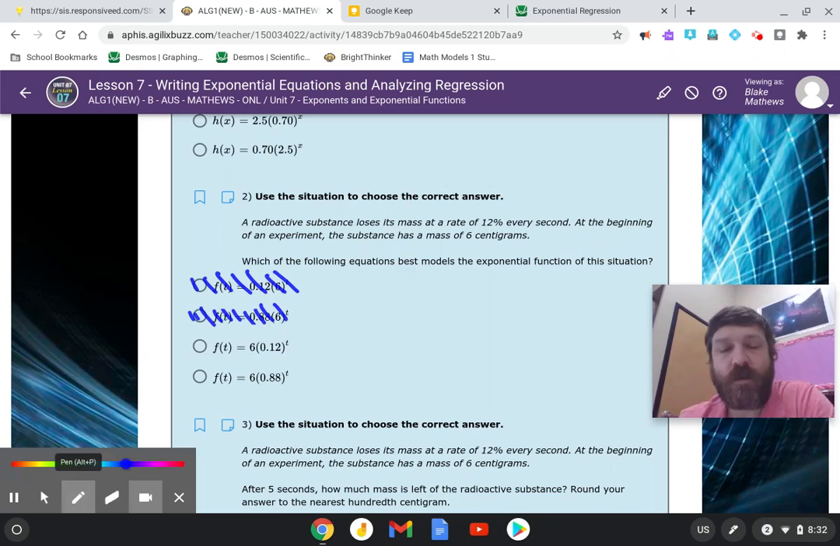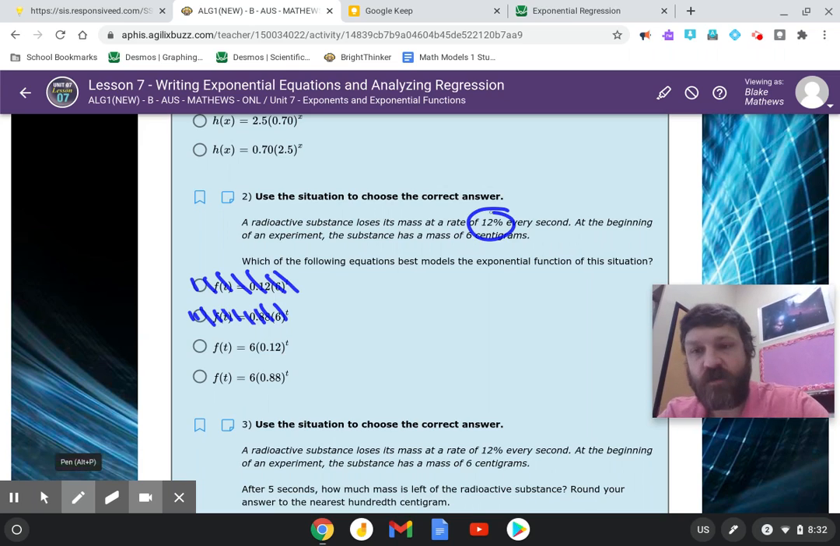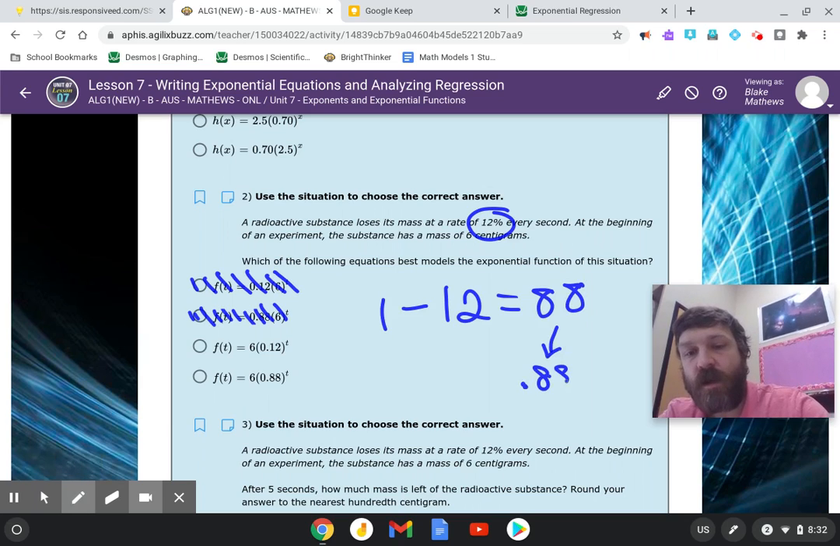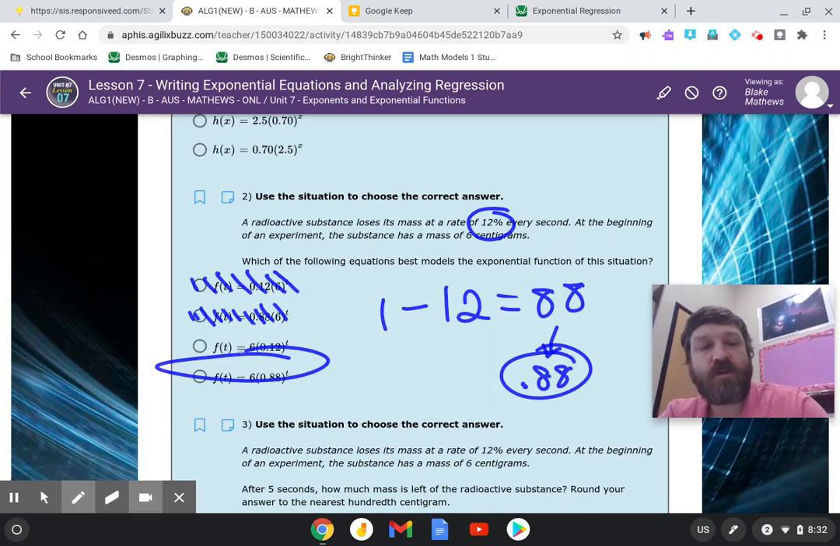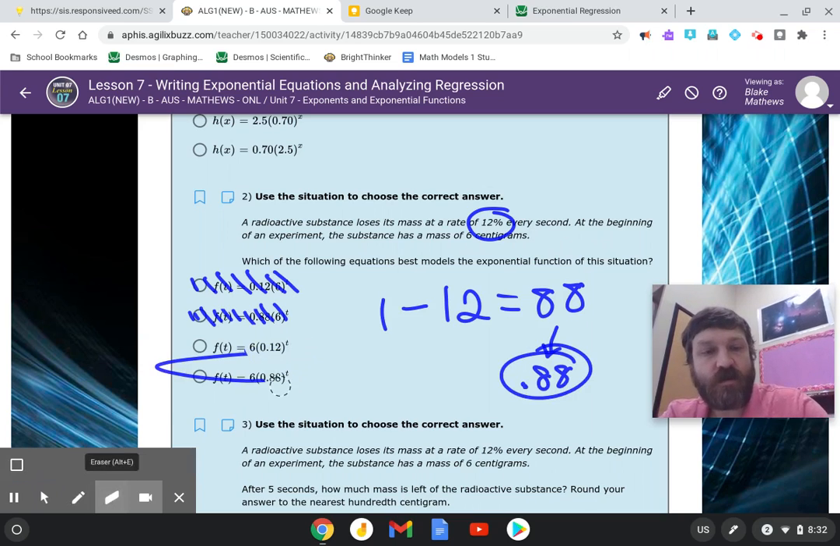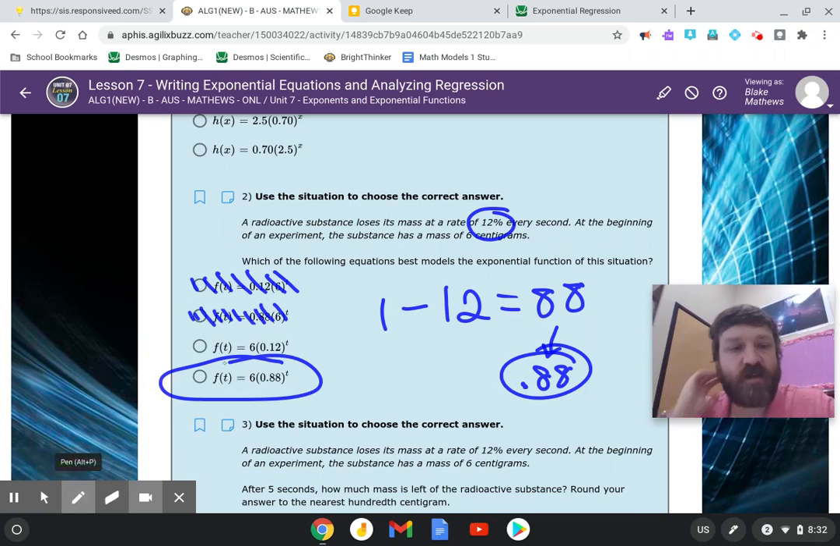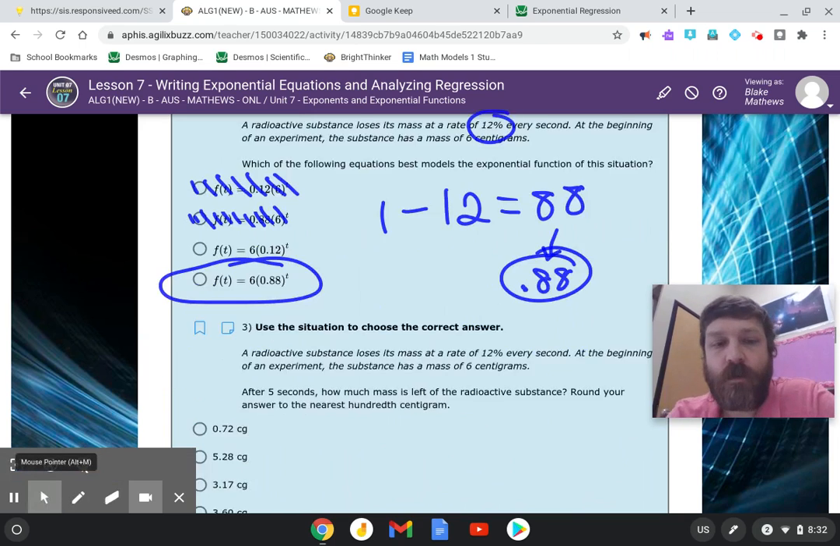And so then it just becomes a question of which is the correct growth or decay function. And it's pretty straightforward. We talked about this previously, but remember, your decay function is not this number. It's not 12%. It's actually 1 minus 12%, which is 88, which written as a decimal is 0.88, which is why we're going to choose answer choice D, or the fourth answer choice, as the correct answer. So that's the kind of thought process you have to go through.